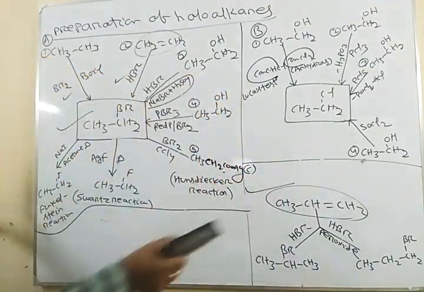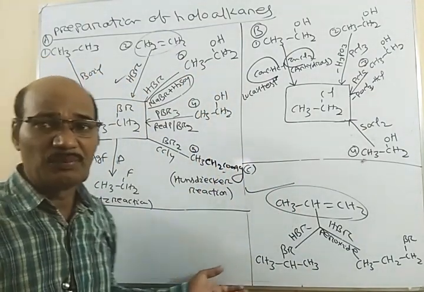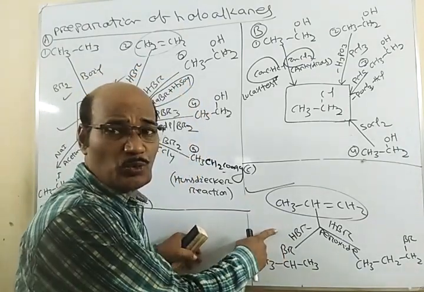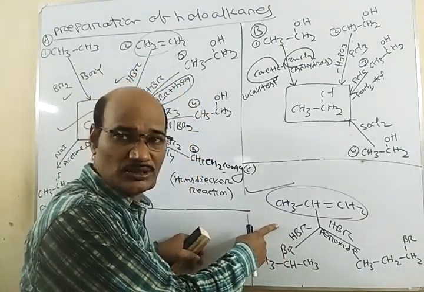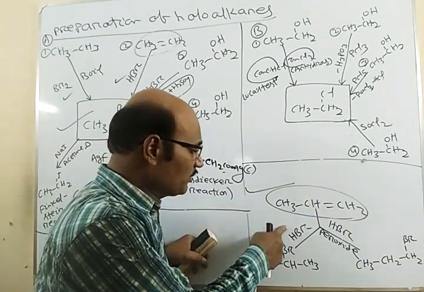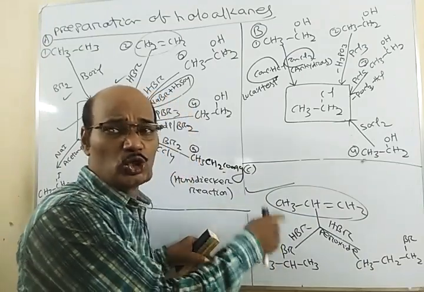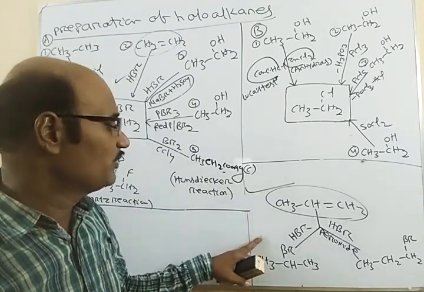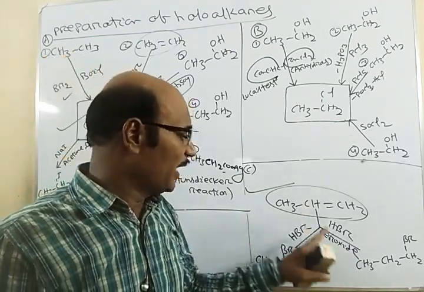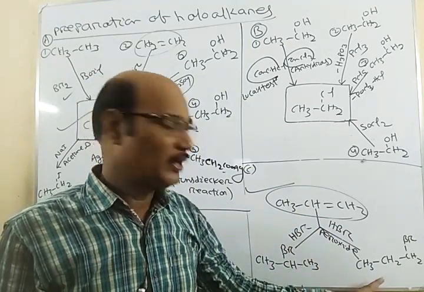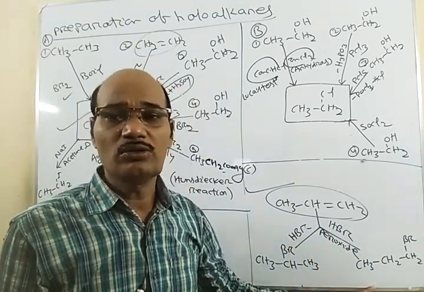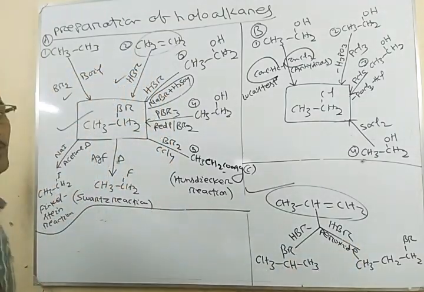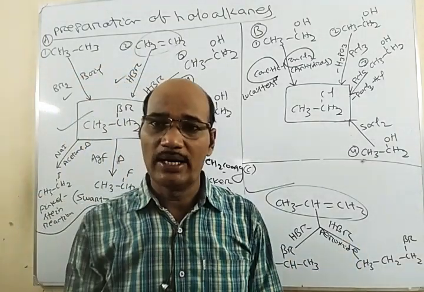So these are all the methods of preparation of haloalkanes. And you will see this is an electrophilic addition reaction, which is followed by Markovnikov's rule when we have an unsymmetrical alkene. And if we have an unsymmetrical alkene and peroxide, then we follow anti-Markovnikov addition, also called the peroxide effect. Next we will go to the chemical properties of haloalkanes.